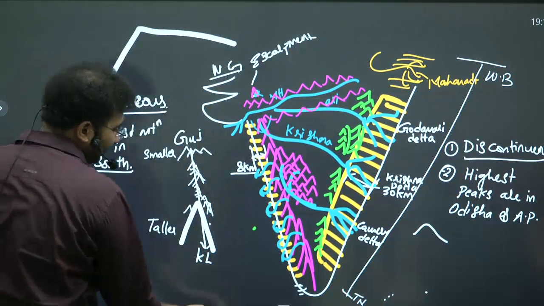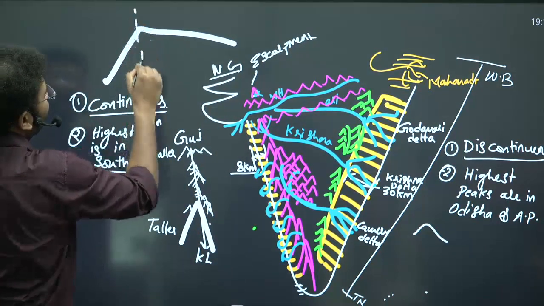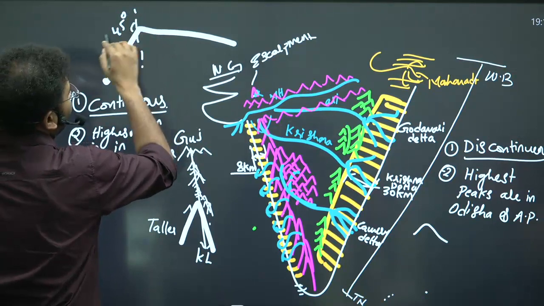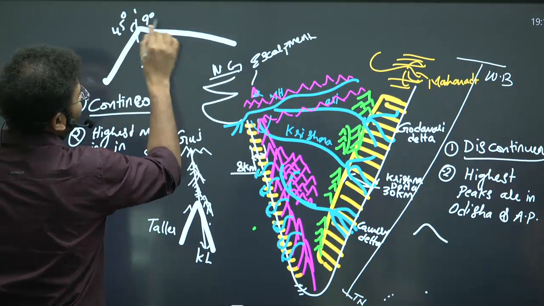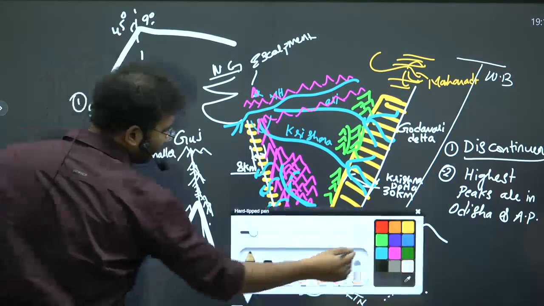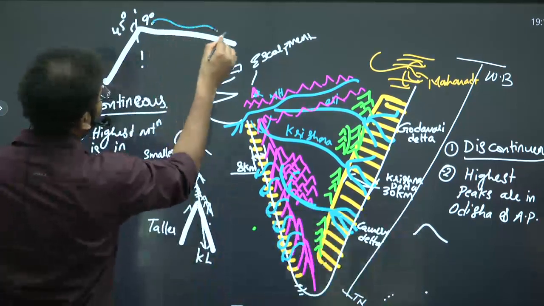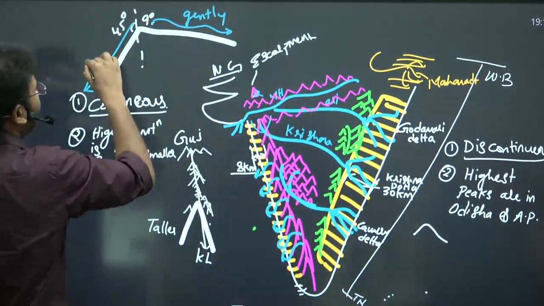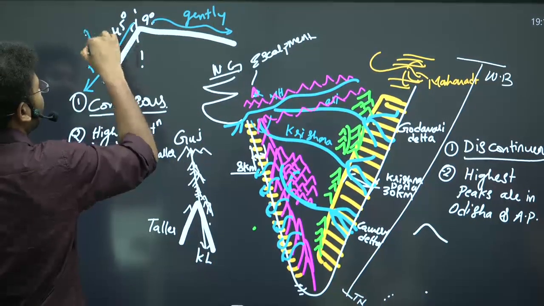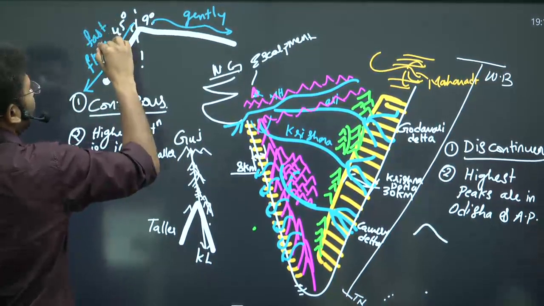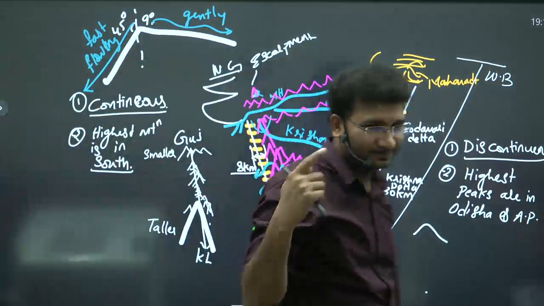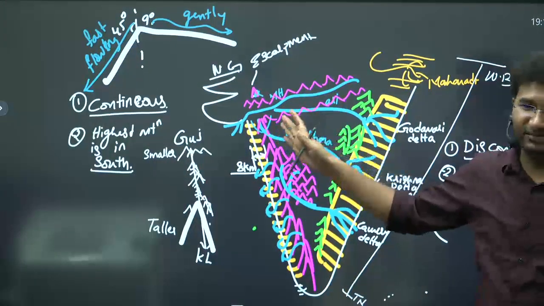Okay. These are escarpments. In the escarpments, on one side the angle will be very steep, that is a 45 degree angle. On the other side, it is a 9 degree angle. So that's why a river which is flowing here flows gently, and a river which is flowing here flows fast.